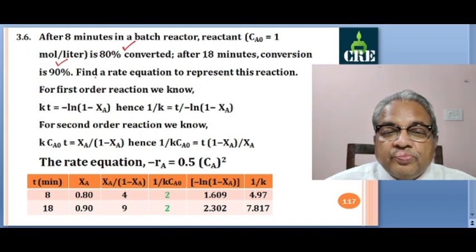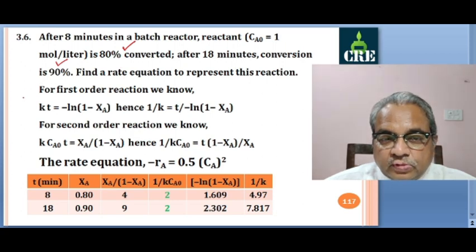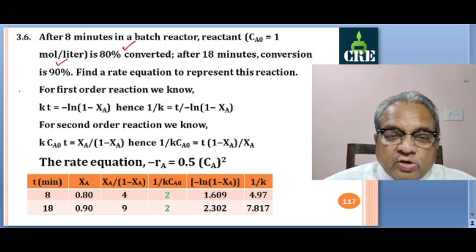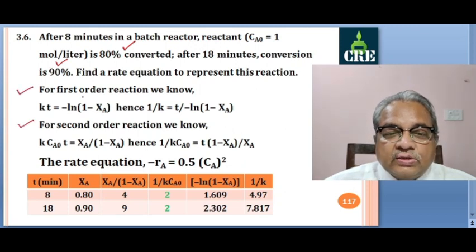So we don't have any idea about it, you have to check one by one. We'll test it for first order and also we'll test it for second order. To test it for first order, minus ln of 1 minus XA is equal to kt. So 1 by k is t by minus ln of 1 minus XA.